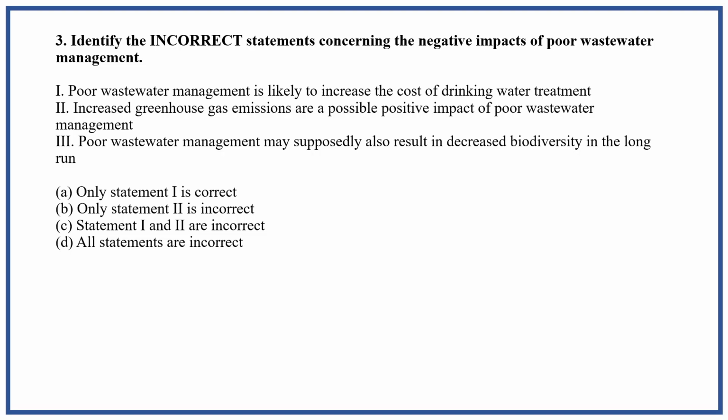So the statements are: poor wastewater management is likely to increase the cost of drinking water treatment. Increased greenhouse gas emissions are possible positive impact of poor wastewater management. Poor wastewater management may supposedly also result in decreased biodiversity in the long run. So which one do you think is the incorrect statement?